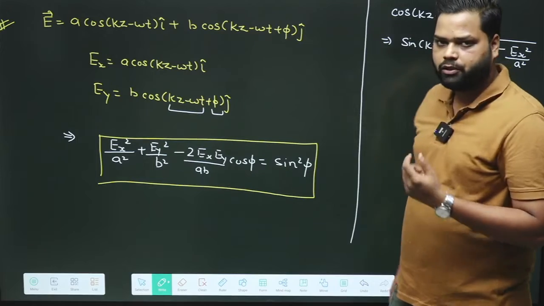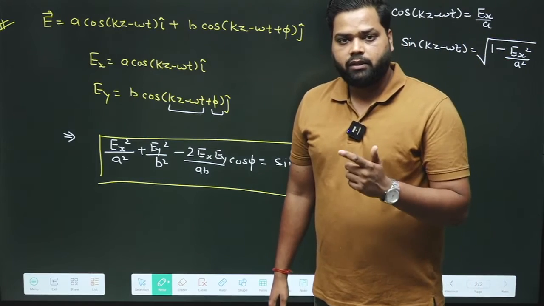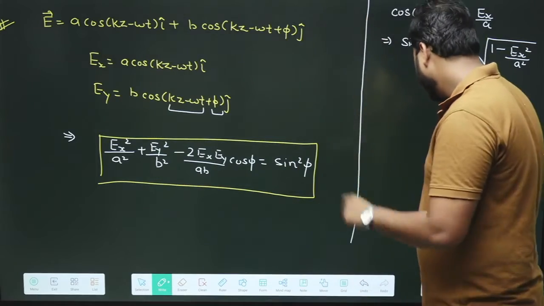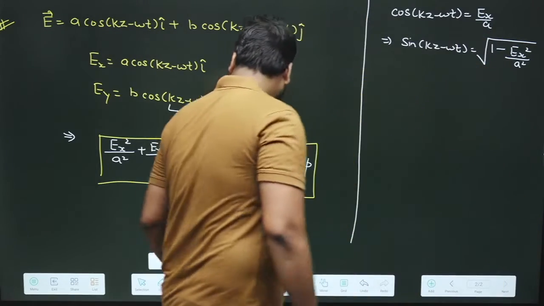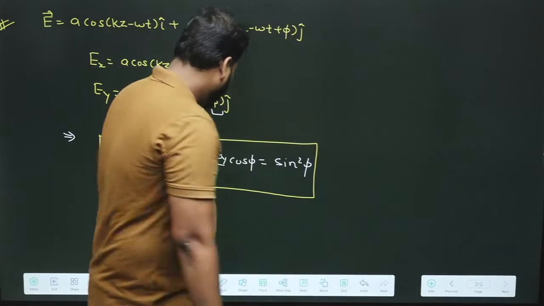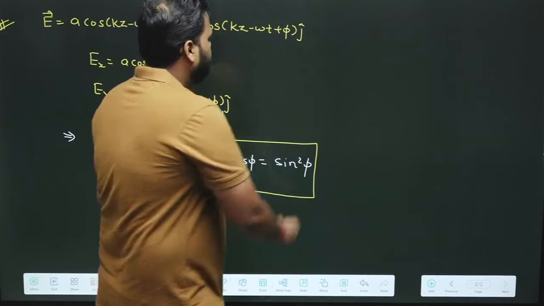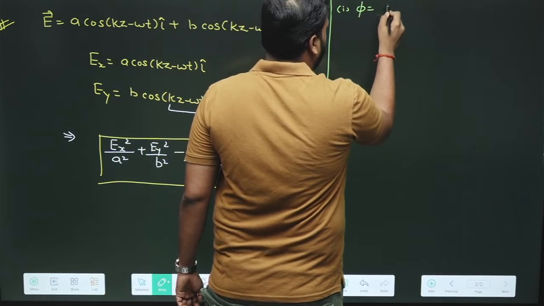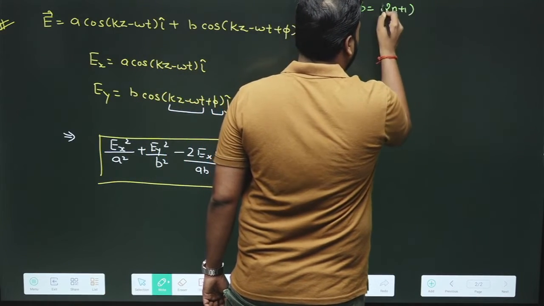Now I'm going to tell you how you can see whether the light is plane polarized. So I'm going to tell you the recognition of plane polarized light. First of all, I'm going to take the phase difference. If you take the phase difference φ equal to (2n + 1) π/2.